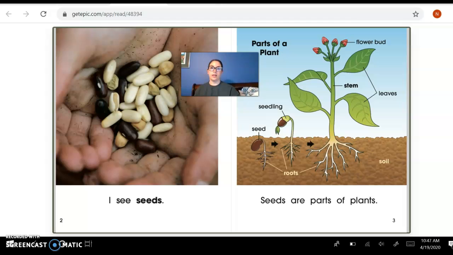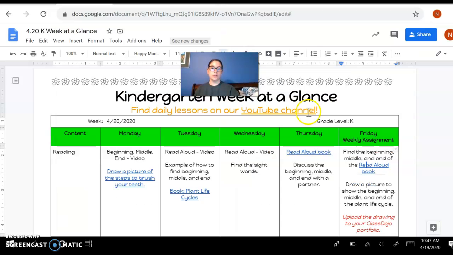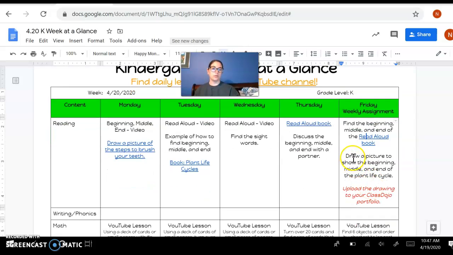And then what you're going to do is draw a picture. So on a piece of paper, draw a picture to show the beginning, middle, and end of the plant life cycle. And then you're going to take a picture of the drawing and upload it to your Class Dojo portfolio.